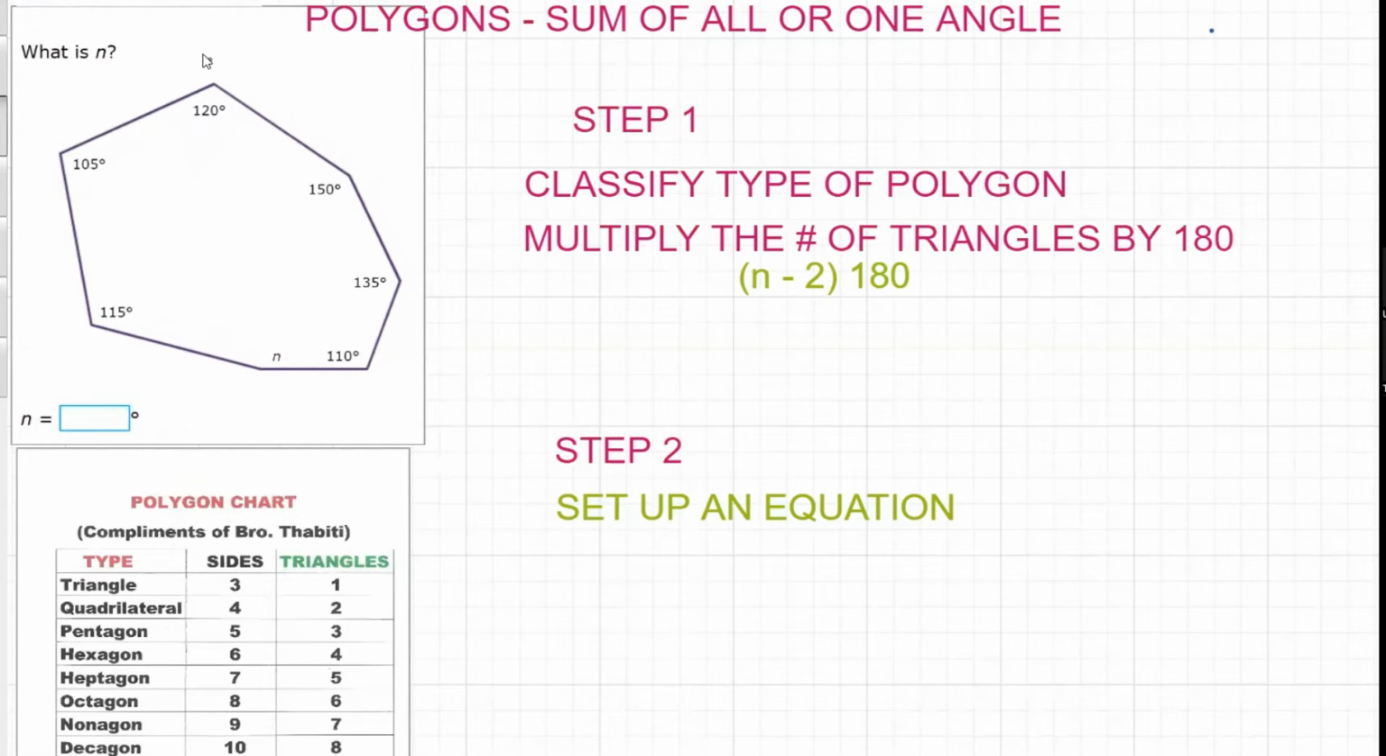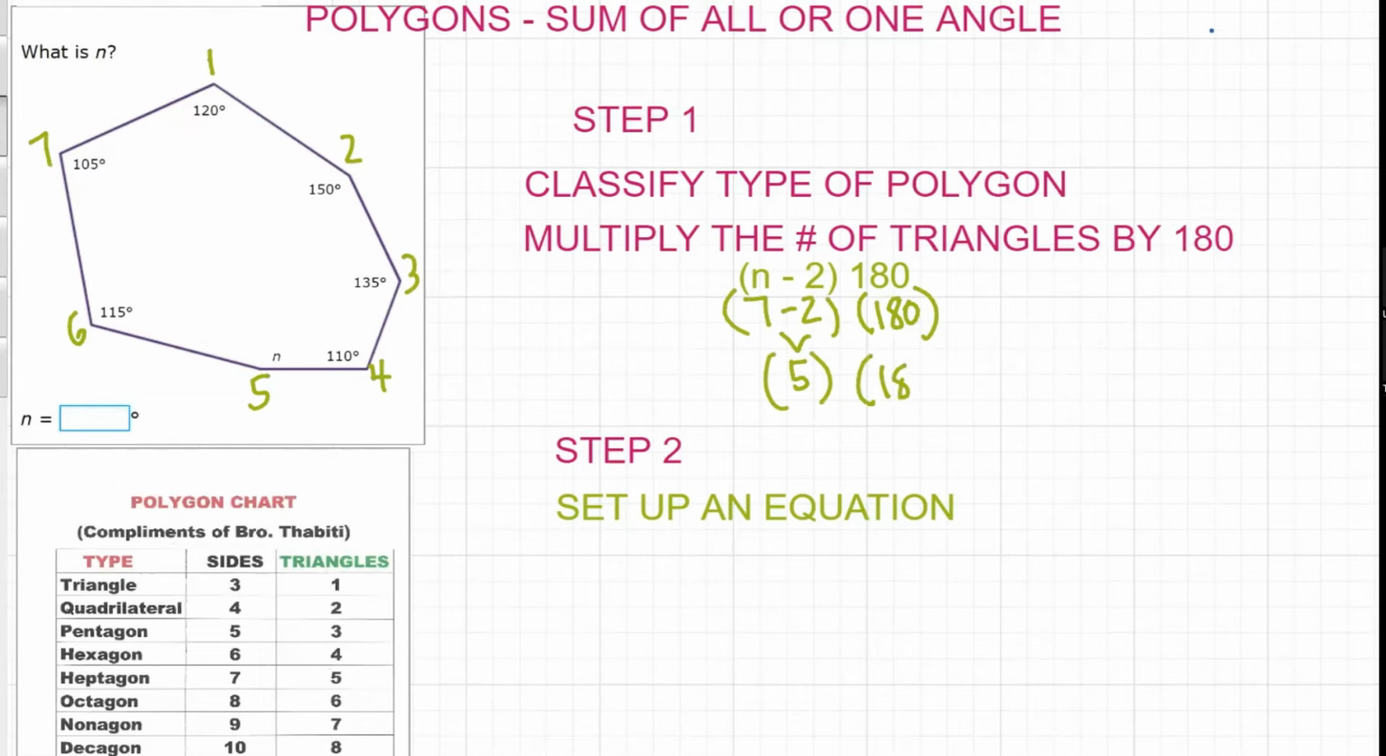We're going to count 1, 2, 3, 4, 5, 6, 7. If you remember, 7 is a heptagon. So 7 minus 2 times 180 is going to give us the total amount of the angles, but that's not our total problem. 7 minus 2, we know it's 5.